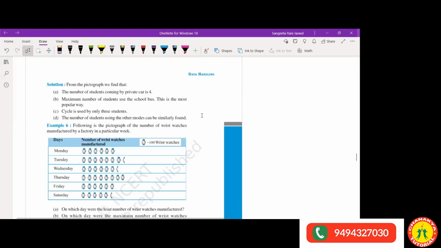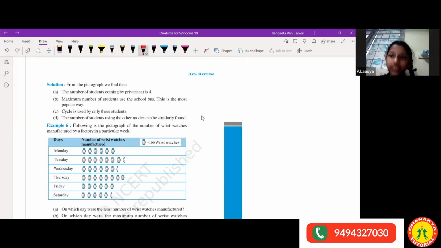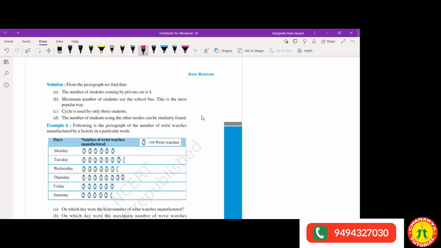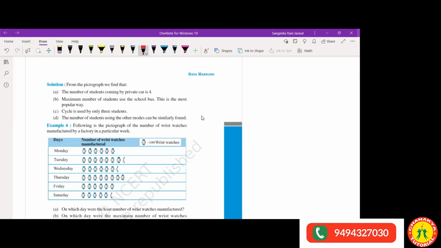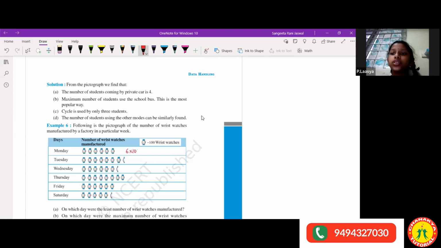Now see here, following is the pictograph of a number of wristwatches captured by some particular week. One wristwatch picture means 100 wristwatches. So number of wristwatches manufactured on Monday, how many? 1, 2, 3, 4, 5, 6. So 6 pictures are there, means 6 into 100. So that means 600 wristwatches.